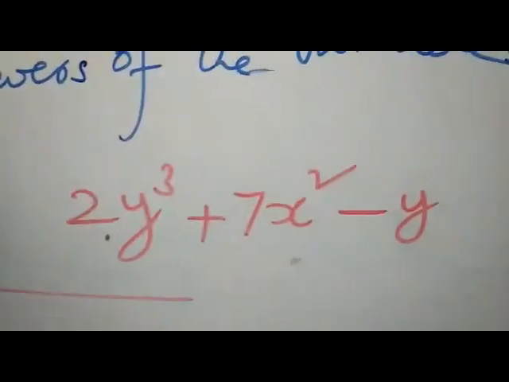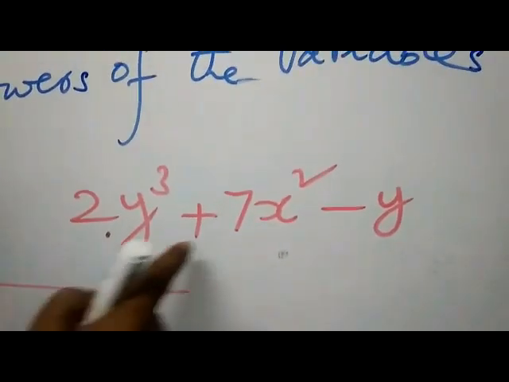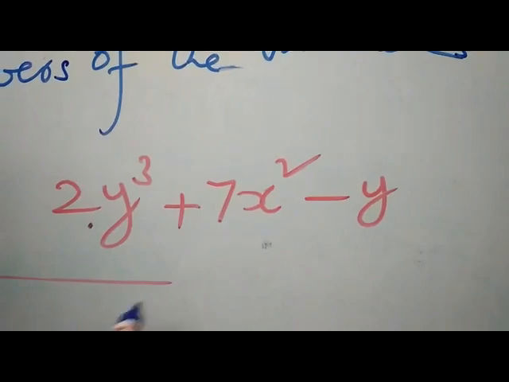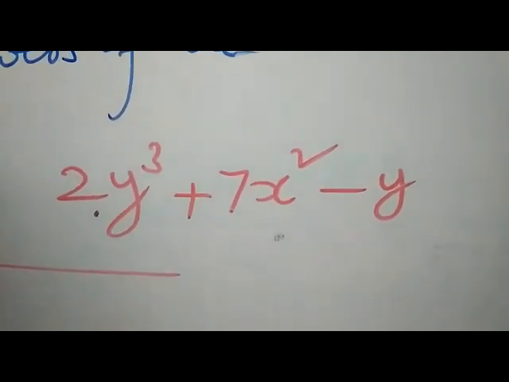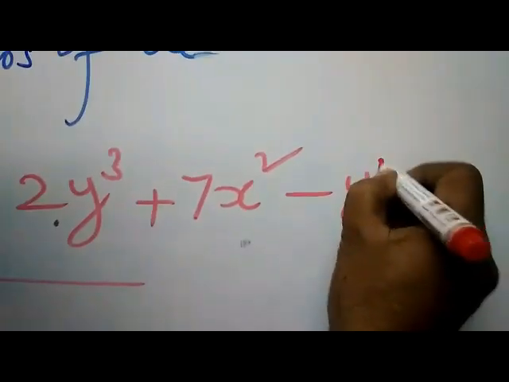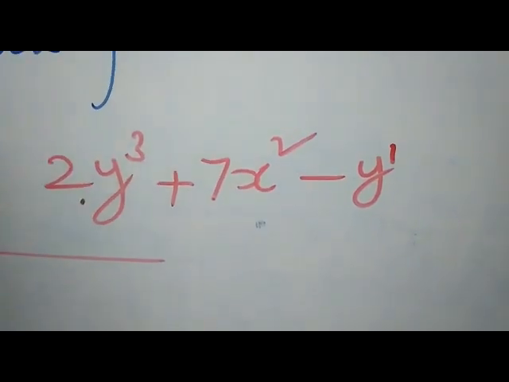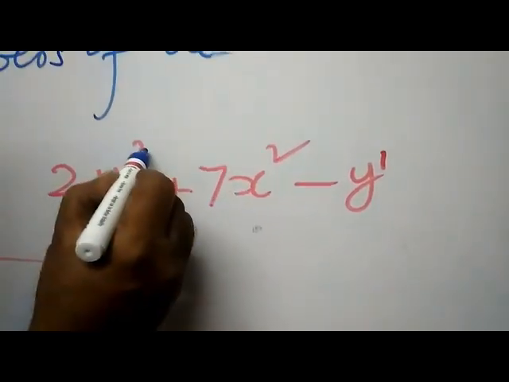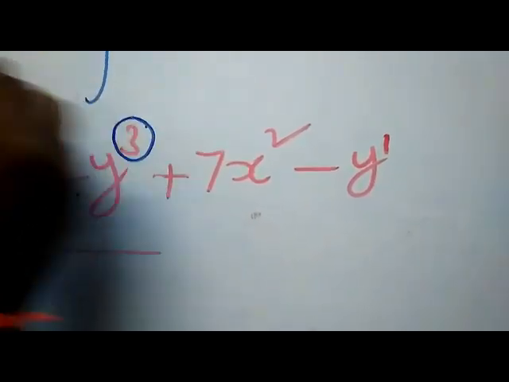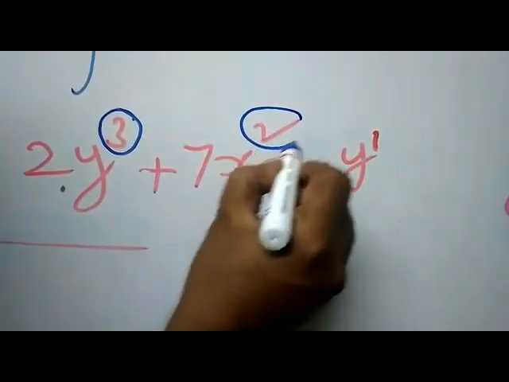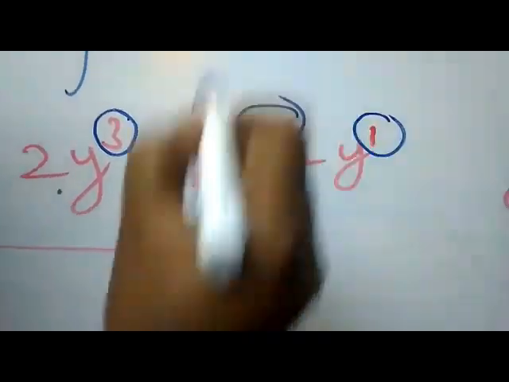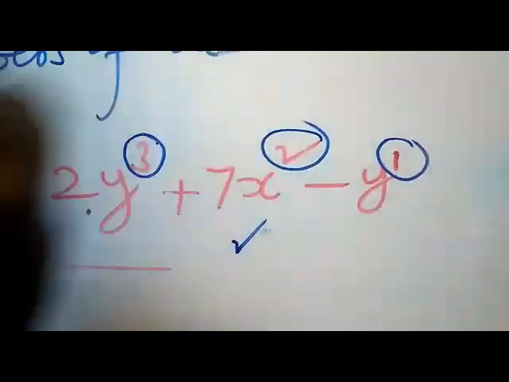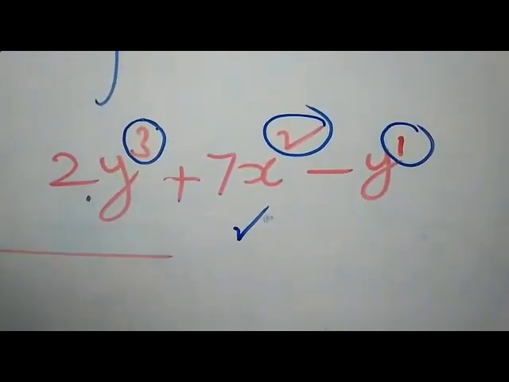Coming to the second example. 2y cube plus 7x square minus y. What is the power of this variable y? 1. Y to the power of 1. So check the power of the variables. Cube, 3, whole number; 2 is a whole number; 1 is a whole number. That's why this is also a polynomial.